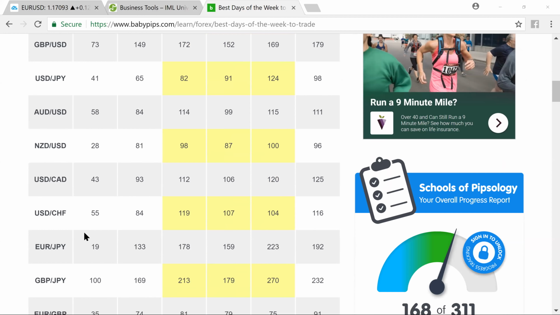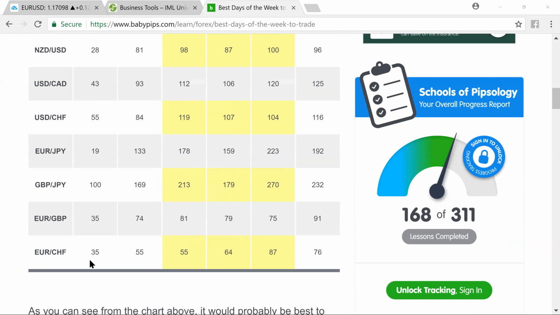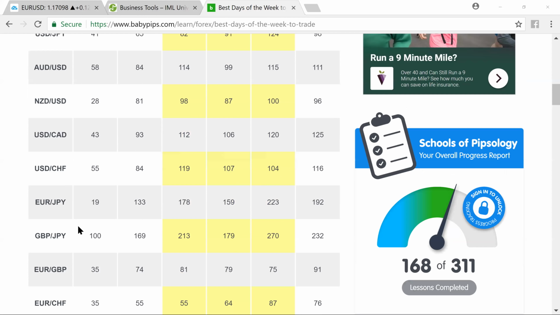So if you know Euro CHF is the slowest pair, well, if you're a newbie trader, go ahead and trade it. If you're brand new, go ahead and trade it. It's like buying a slow car when you're just getting your license. You don't want to trade GBP JPY when you're brand new. This is like buying a Ferrari the first day that you get your license. That pair's too fast for you.